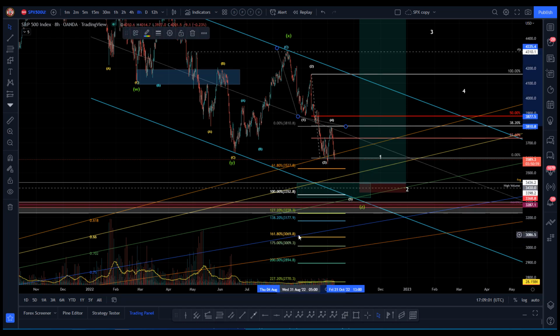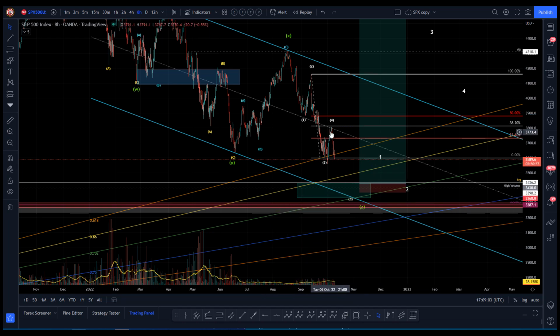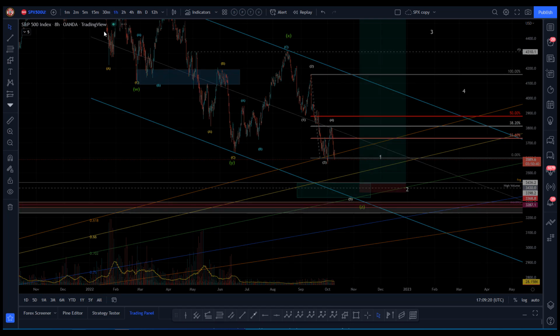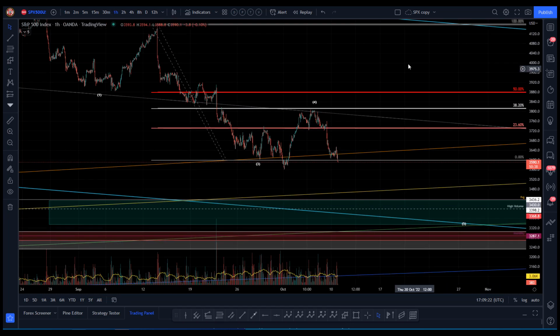Let's see, that's added. It doesn't matter here. Okay, so we've got a target down here, this being 3,400. So then you'd have a big fat round number as well. Something to consider. So if we're coming down here, do we have a good start on it? Maybe we get to an hourly and see how that looks.